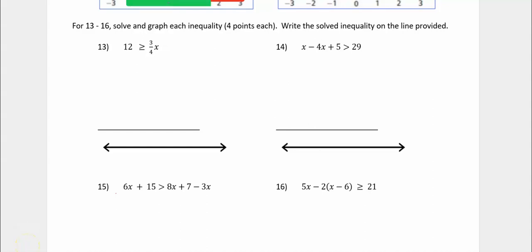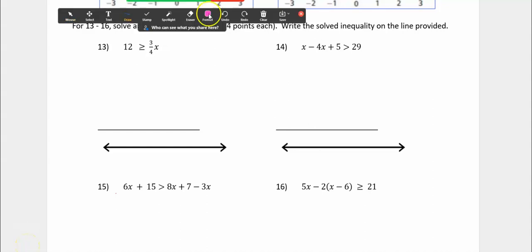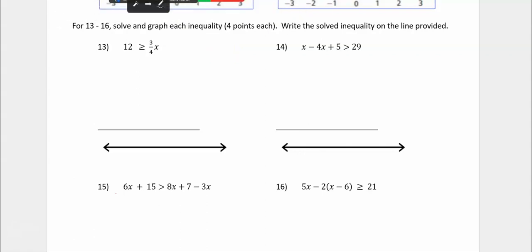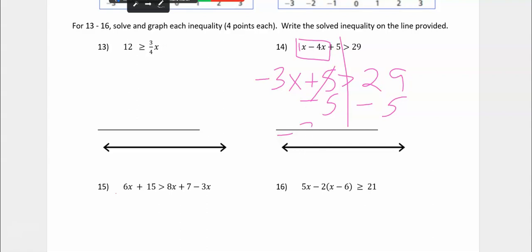All right, picking it back up at number 14, we are still solving inequalities here. So let me get my line. I would start by combining those x's. So 1 minus 4 is negative 3x plus 5 greater than 29. Subtract 5. Negative 3x is greater than 24.